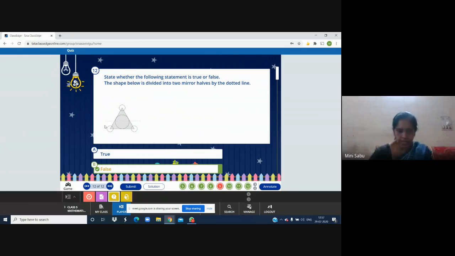So if you cut along this line, this part is quite different from the upper part. So they will not coincide. If you fold along this, this corner will come here. Then there is no corner here. So our answer is false. Okay. Did you understand, children?